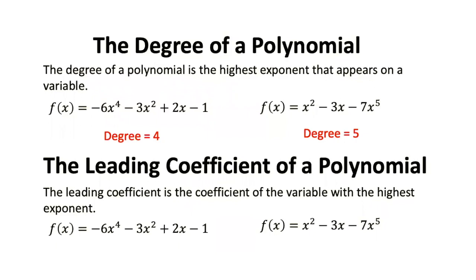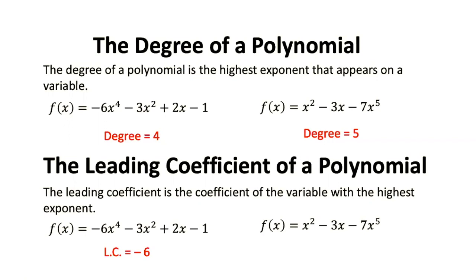The leading coefficient of a polynomial is the coefficient of the variable with the highest exponent. So first, you scan the polynomial and find the highest exponent. In the first example, you can see we have an x to the 4th. Then you look at the coefficient of that term. In front of the x to the 4th is a -6. -6 is the leading coefficient.